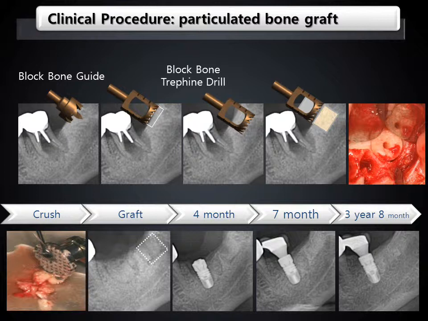On 7th month of graft operation, crown restoration was placed. On 3 years and 8 months after graft operation, the marginal bone was maintained. As a result, the defect of the donor site and the recipient site were regenerated with the new bone.